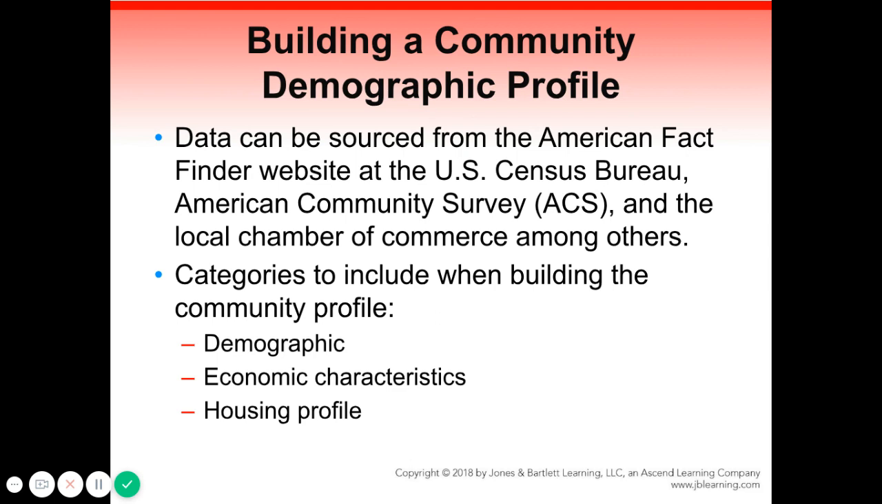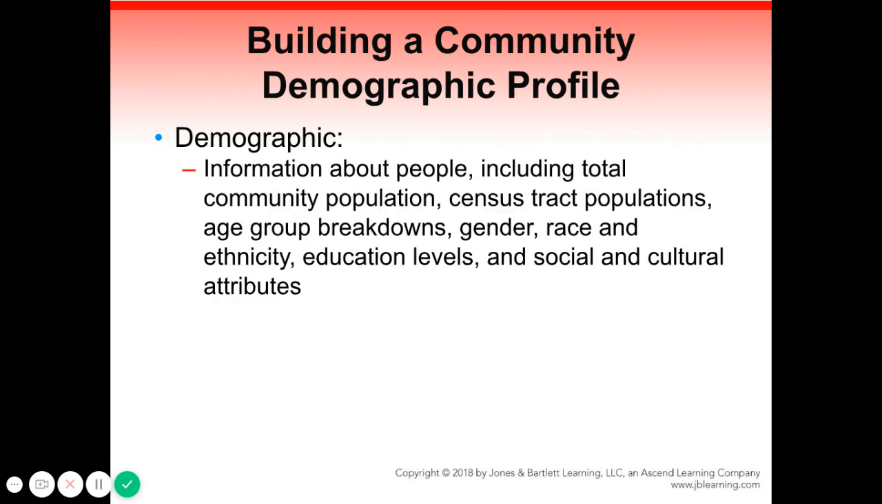Some things you want to make sure you include when you're building that profile are demographics, economic characteristics, and housing profiles. The demographics are the information about people. That includes the total community population, census tract population, age group breakdowns, gender, race and ethnicity, education levels, and social and cultural attributes. You'll find all of that information on your census website.